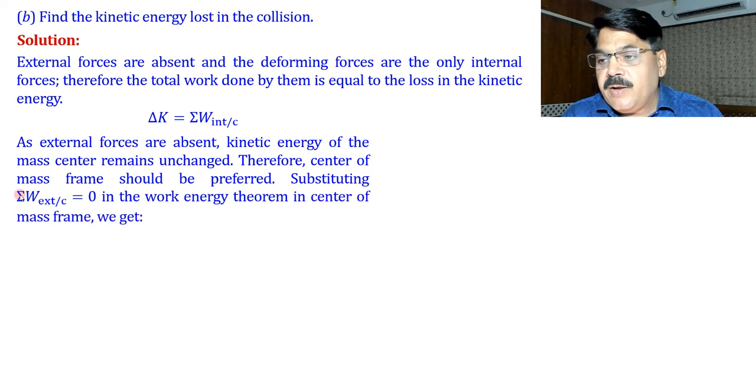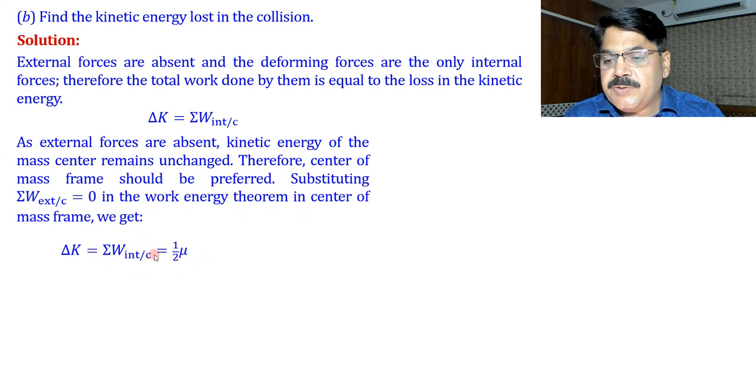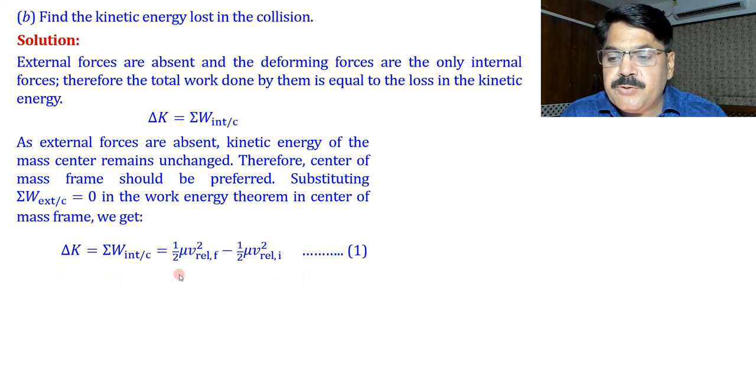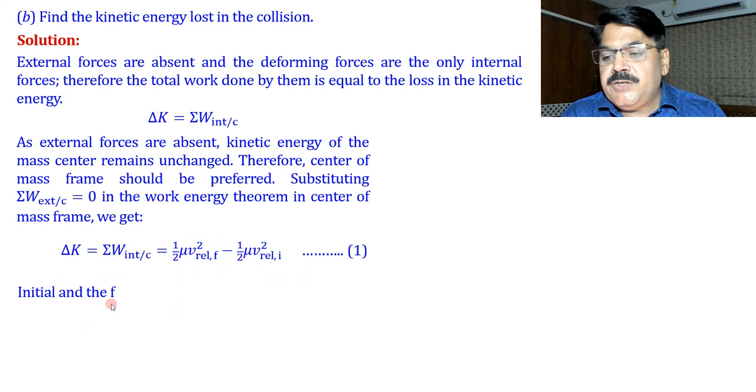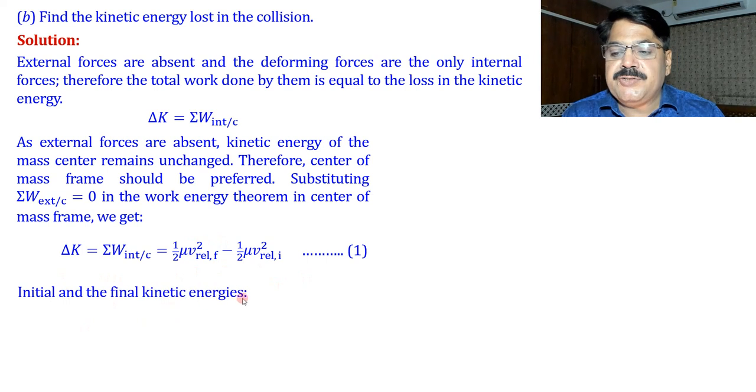Substituting W external with respect to C in the work energy theorem in the center mass frame, what do we get? Delta K is equal to summation W internal with respect to C, is equal to half mu V relative square final minus half mu V relative square initial. Just see how simple the thing is. The only thing is what? We have to substitute the values of initial and final kinetic energies.